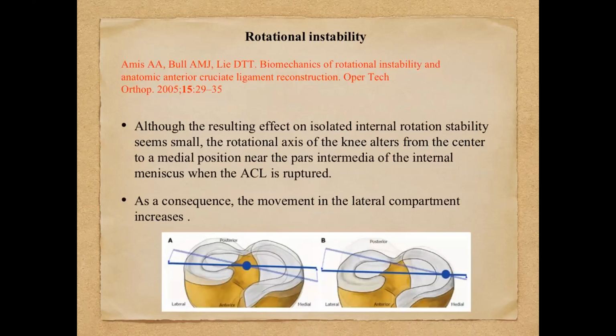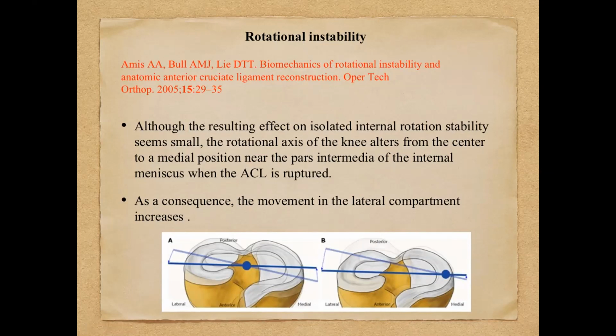Now, rotational instability. The role of the medial and lateral ACL fibers might be versatile. In an intact knee, the fibers resist a complex internal tibial rotation force. A study was done by Amis et al. on biomechanical rotation stability and the anatomical anterior cruciate ligament in 2005.